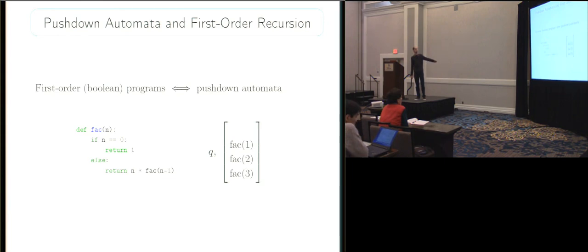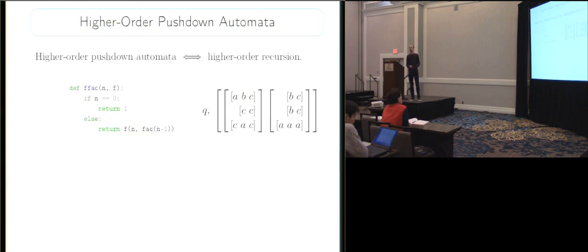In a pushdown system, basically what happens is whenever we do a procedure call in our program, we push another element onto the stack. And whenever we return from a procedure, we pop an element from the stack. So procedure calls are pushes, and returning is popping. So there's a very good correspondence between first-order programs and pushdown automata. And happily, if we want to start thinking about higher-order programs, we can take pushdown automata and turn them into higher-order pushdown automata.